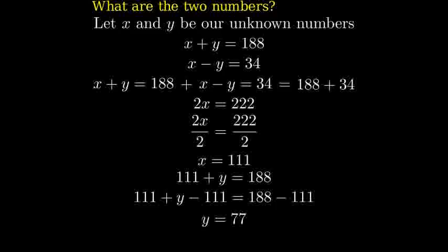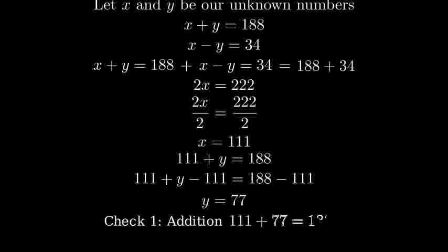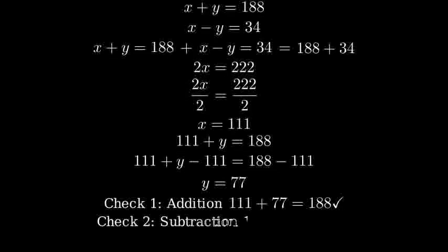Let's verify our solution. First, do these numbers add up to 188? 111 plus 77 equals 188. Second, when we subtract 77 from 111, do we get 34? 111 minus 77 equals 34.